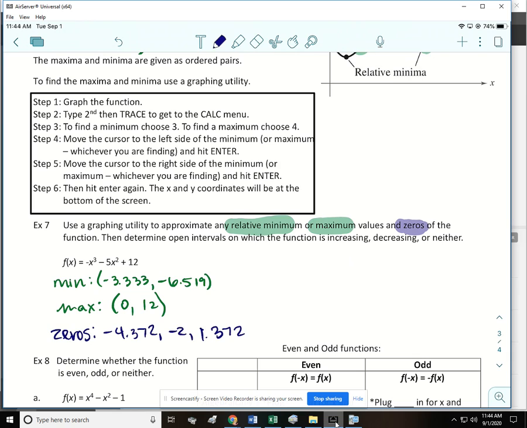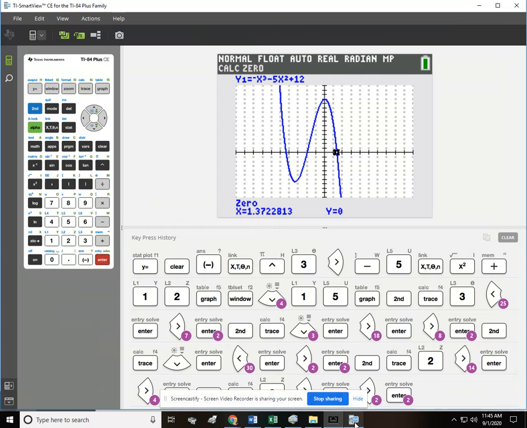All right, and then this last part, we're going to determine the open intervals on which the function is increasing, decreasing, or instead of neither, let's just say constant. So just a reminder, the maximum and minimum are where the function changes from increasing to decreasing or from decreasing to increasing. So when we're giving these x values where we're increasing or decreasing and so on, the x values we need, we found here and there.